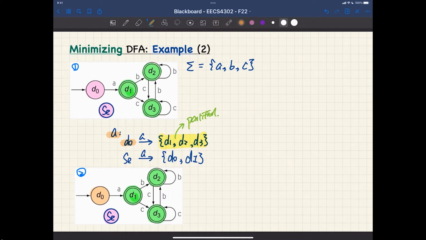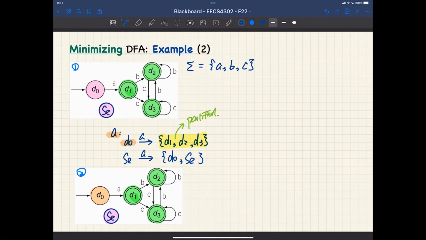Yes? Sorry, say it again. Oh, D1? D1 is actually accepting states. Oh, you mean this one here or this one here? SE over here? D0 SE. Oh, thank you. You know, sometimes I don't really mean what I wrote. I absolutely meant SE. Thank you. You guys are good.